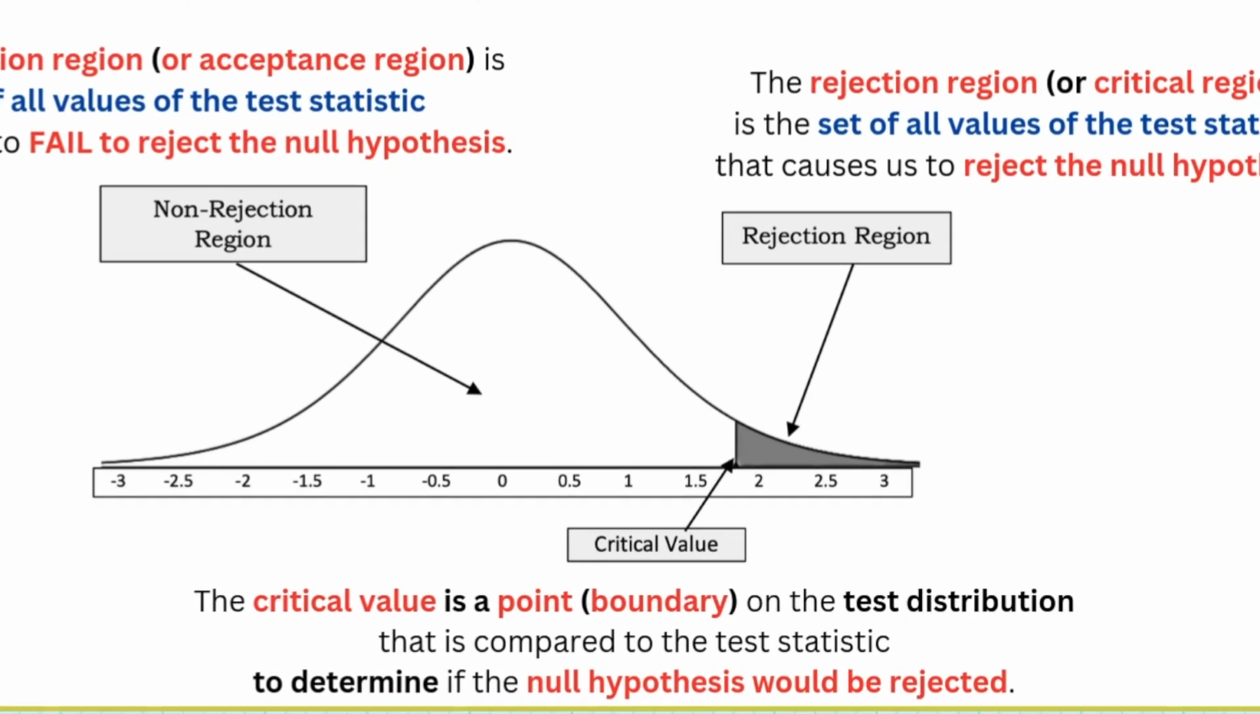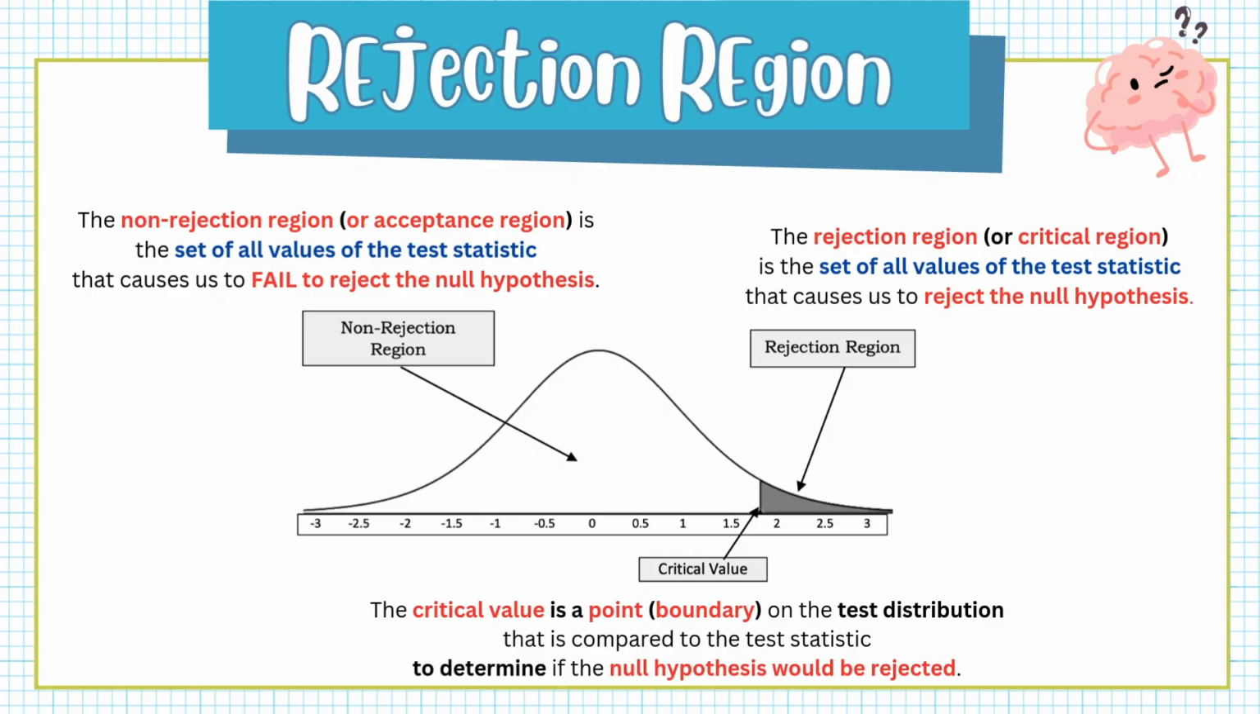Take note of the critical value here. This is the point or the boundary on the test distribution that is compared to the test statistic to determine if the null hypothesis would be rejected.